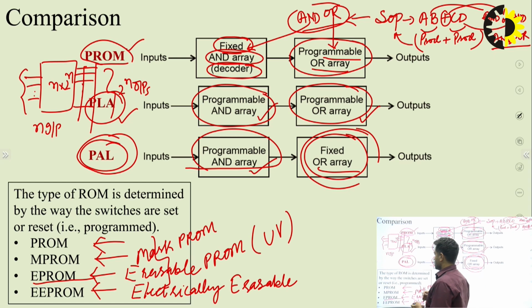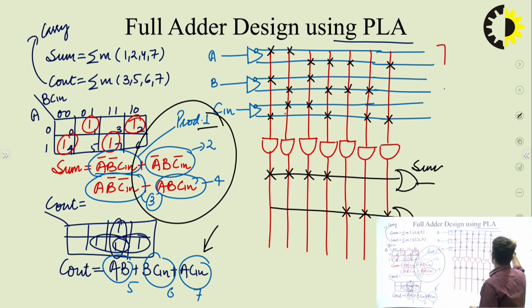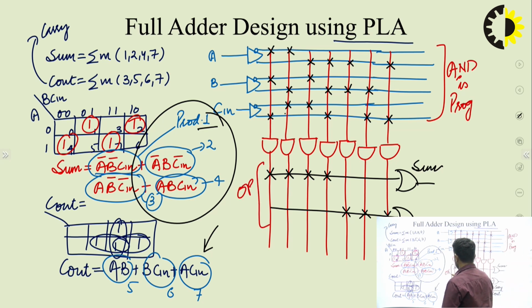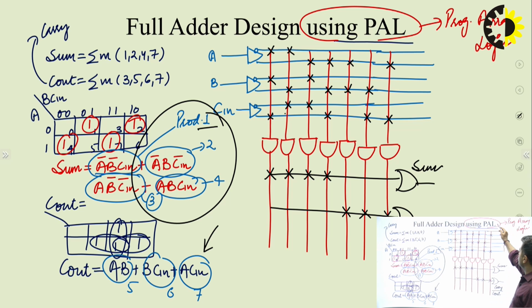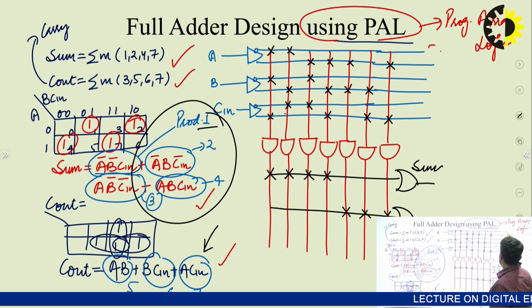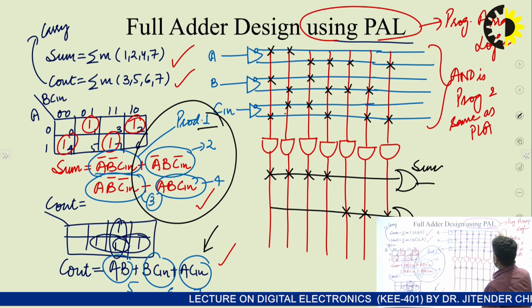Okay. So let's see how we are going to proceed with that. For PLA we have seen that the AND part is programmable, and here we can see that this OR is also programmable. Okay, but now for PAL the same steps are to be repeated. We have to solve K maps, we have to find the expressions, we have to find the number of products. That AND part is programmable and same as PLA. Okay, so this thing is completely same.